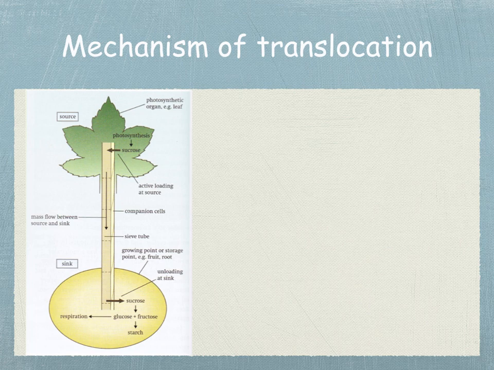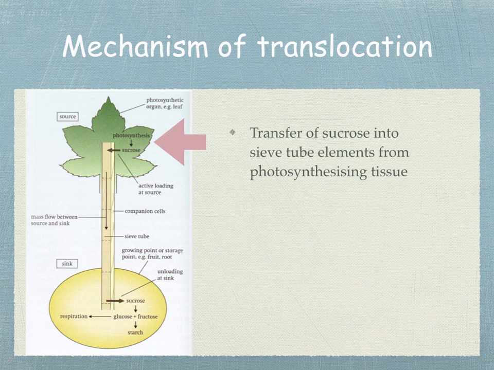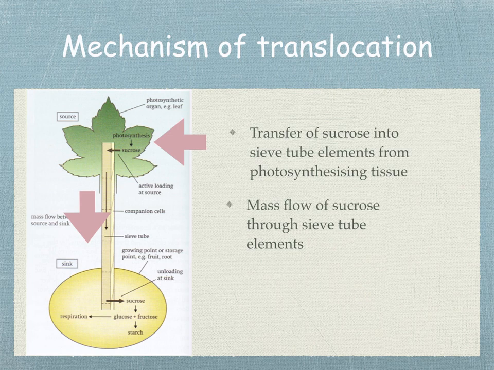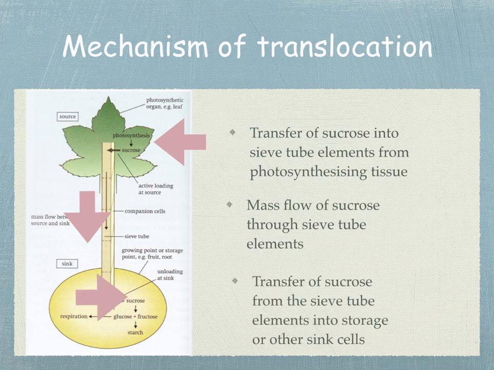So there are three phases. The first is the transfer of sucrose into the sieve tube elements from the photosynthesizing tissue. The second is mass flow of sucrose through the sieve tube elements. And then lastly, the transfer of sucrose from the sieve tube elements into the storage or other sink cells. So we're going to look at each of these in detail.